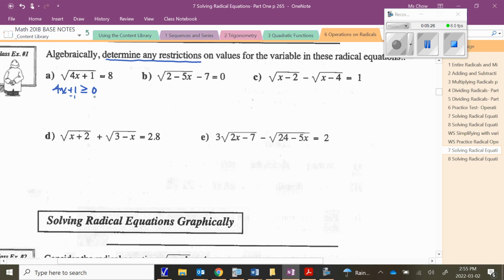Subtract 1 from each side. So 4x is greater than or equal to negative 1. Divide both sides by 4, so x is greater than or equal to negative 1/4. And so try that for yourself for B, and you can check back, and then we'll work through the others together.